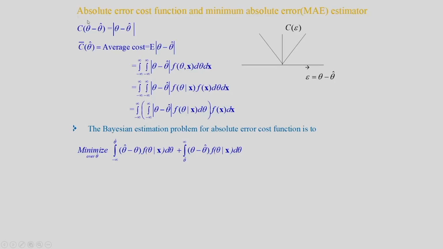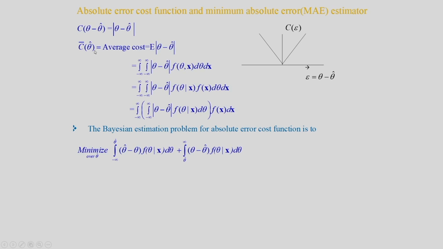Now we will briefly introduce the absolute error cost function and the minimum absolute error MAE estimator. Here, C of (theta minus theta hat) is equal to the absolute value of theta minus theta hat. This is the cost function. As a function of error, if the error is positive, this has a positive slope, and if the error is negative, then the slope is negative.